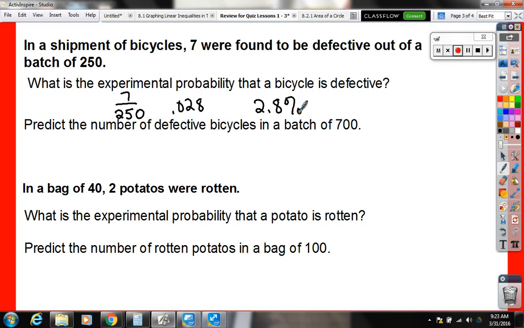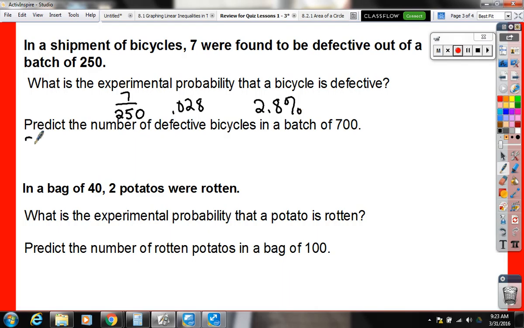Okay, do you remember how we can predict how many defective bicycles there are in a batch of 700? Owen? Don't you add up all of them? Or don't you? No? Sam, do you have an idea? Times 2.700. We could times, actually not 2.8, though, we want the 0.028, we can do it that way.